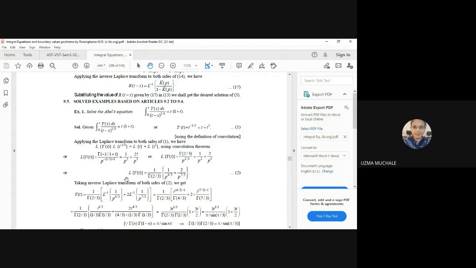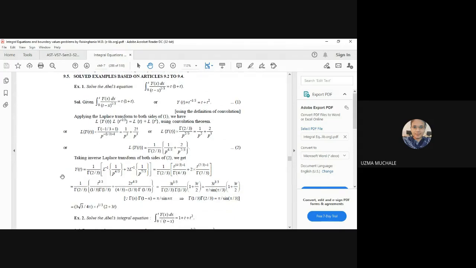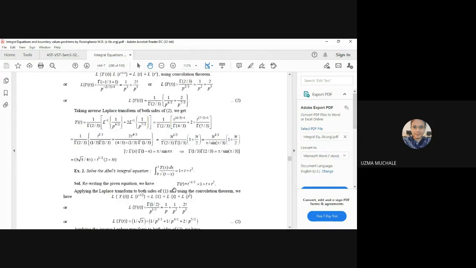Applying those formulas of the Laplace transform, we get the equation in terms of L of y of t. After getting the equation in terms of L of y of t, in this step we have to apply the inverse Laplace transform. Applying the inverse Laplace transform, we get y of t. And we know all the formulas of the inverse Laplace transform. What is L inverse of 1 upon p raised to 4 by 3? We have to apply the formula and then we can get the result. In this way, we have to solve the examples of integral equations by using the Laplace transform.